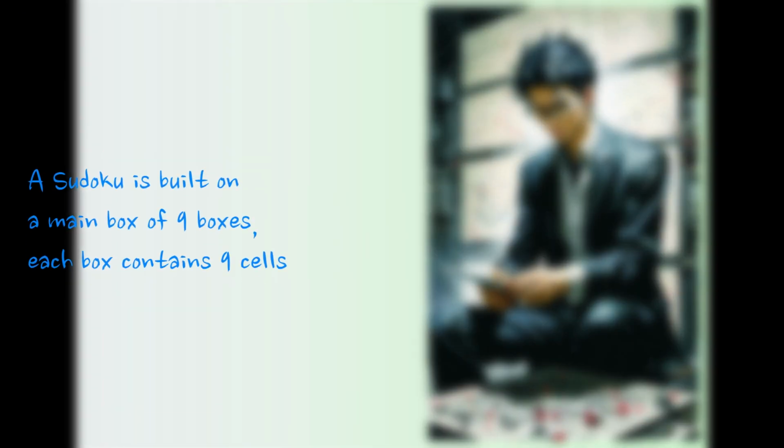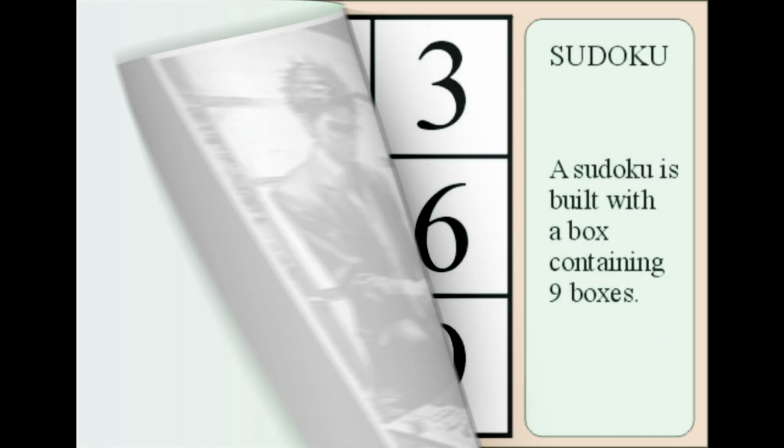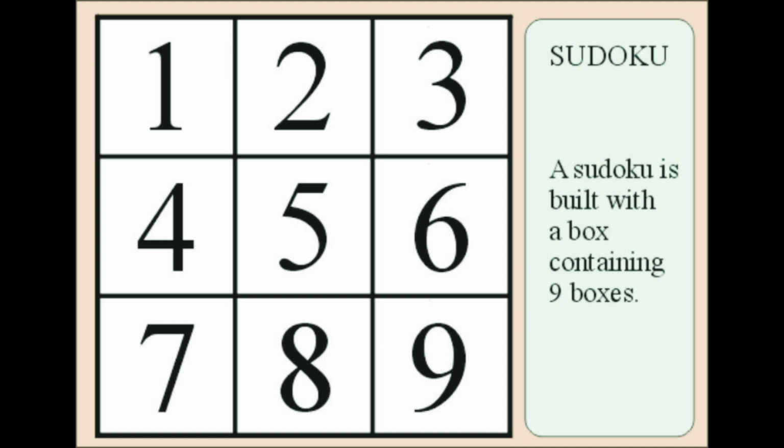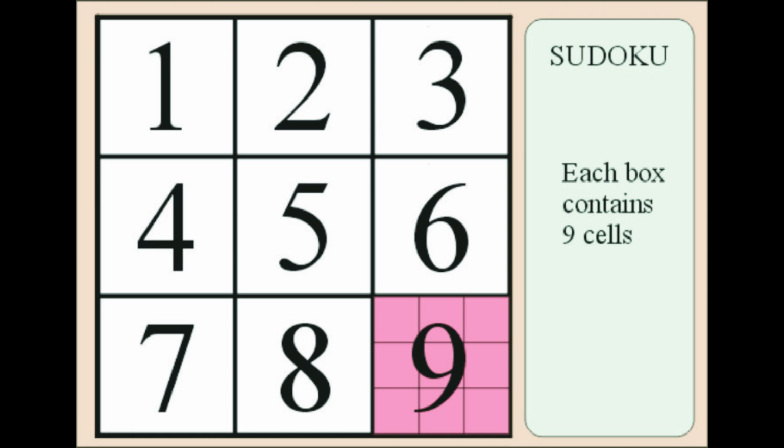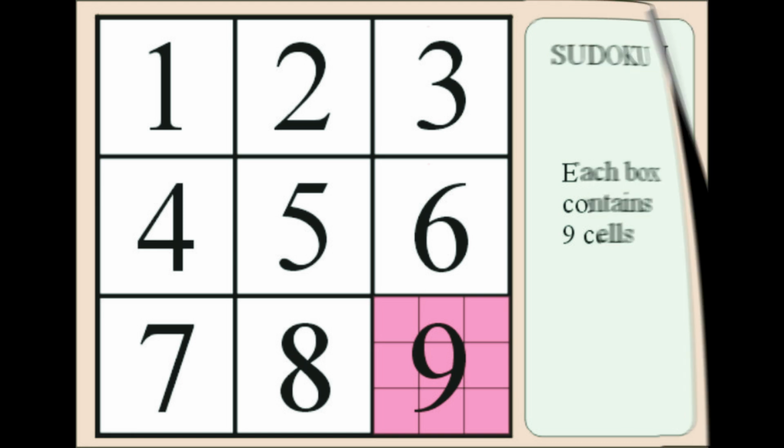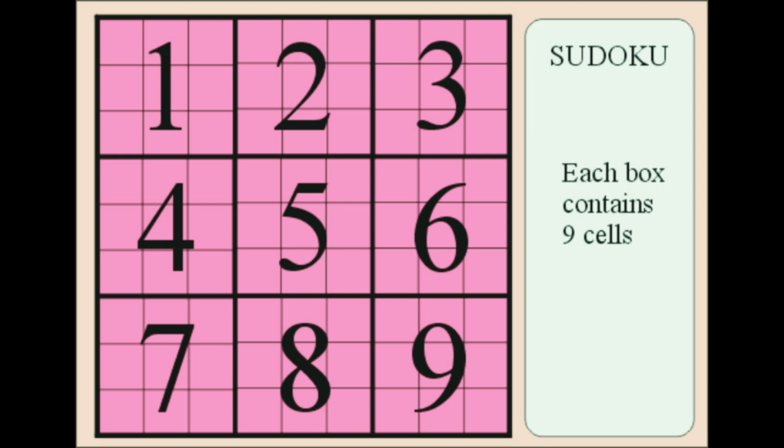A Sudoku is built on a main square, which contains 9 identical squares, which we will call boxes. In turn, each box contains a subgrid of 9 equal spaces. Each of these spaces will be called a cell. In total, a Sudoku contains 81 cells.